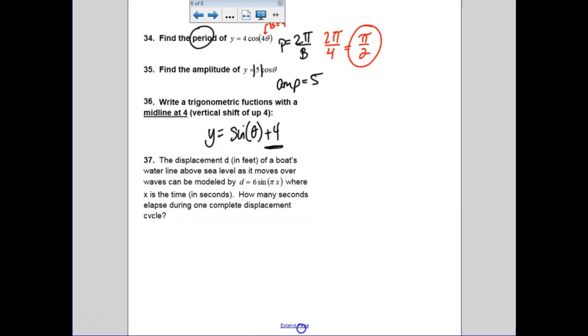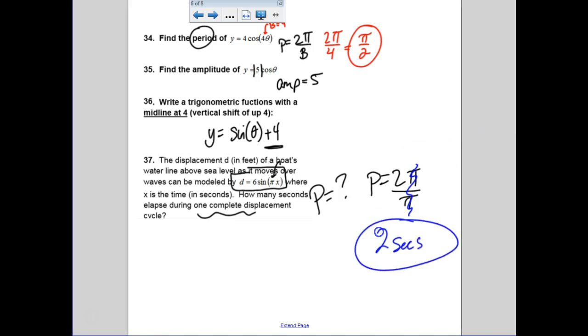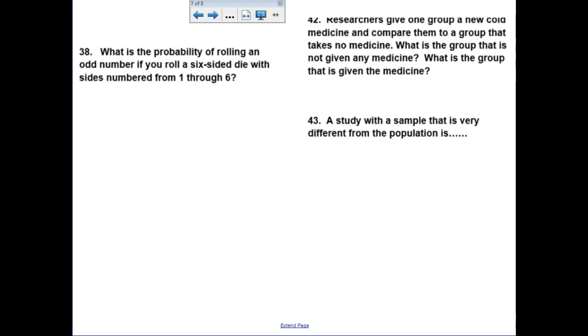All right, this is a nice little application question for trig, and they gave you the function, and they want to know how many seconds elapse for one cycle. Well, that's just a really fancy way of saying what is the period, because how many seconds for one cycle is period length. So same formula for period, 2 pi over b. So I look at my function. This time b is a pi, so the pi's are going to cancel out, and you get 2 seconds. A real-world question should have a real-world answer. Keep that in mind when you're answering that question.